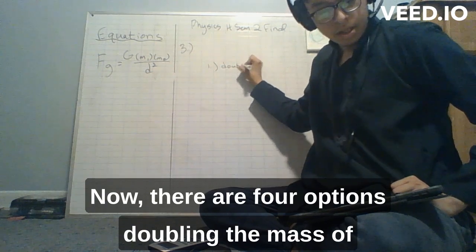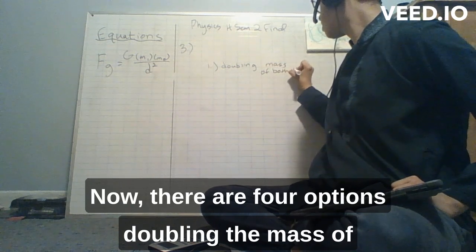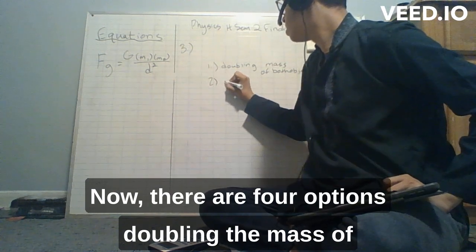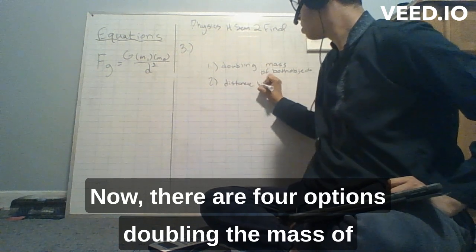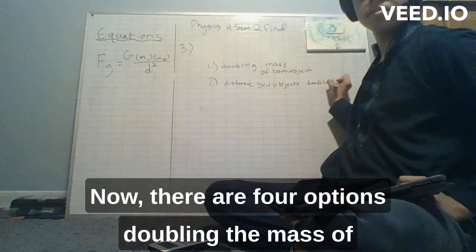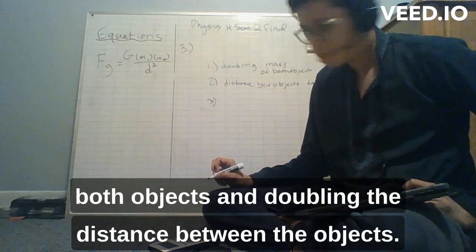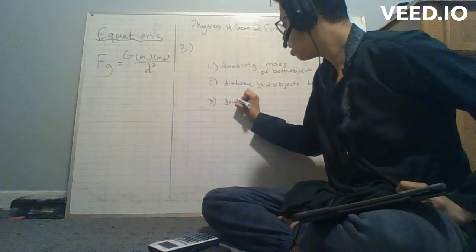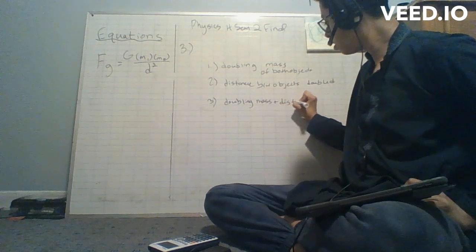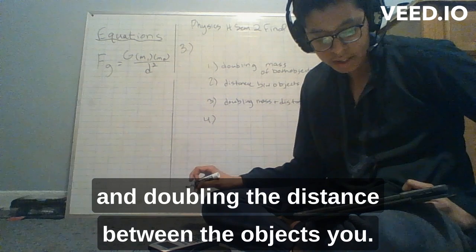Doubling the mass of both objects, doubling the distance between objects, doubling the mass of both objects and doubling the distance between the objects, and the fourth option, doubling the mass of one object and doubling the distance between the objects.